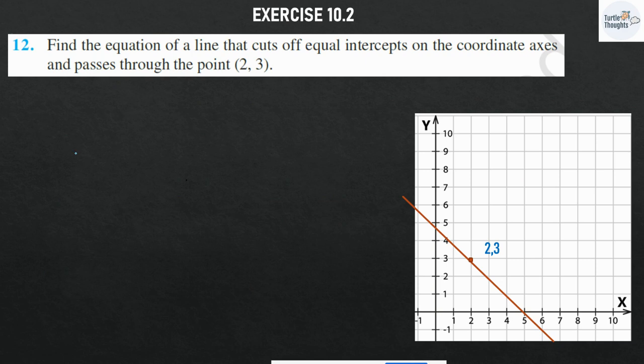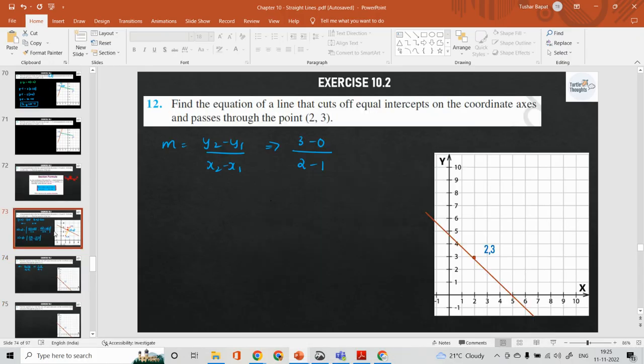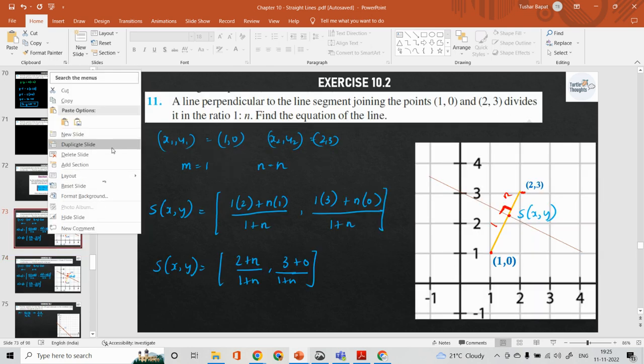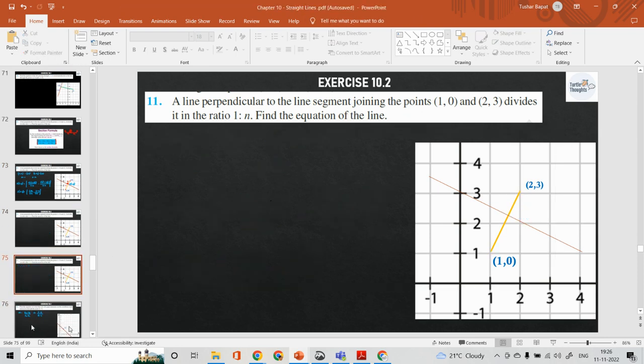Now next I'm going to find the slope of the line. I know that the slope of the line is given by m equal to y2 minus y1 divided by x2 minus x1. So substituting, I will be getting 3 minus 0 divided by 2 minus 1. Let me extend it here. So it has come under question number 12, right?